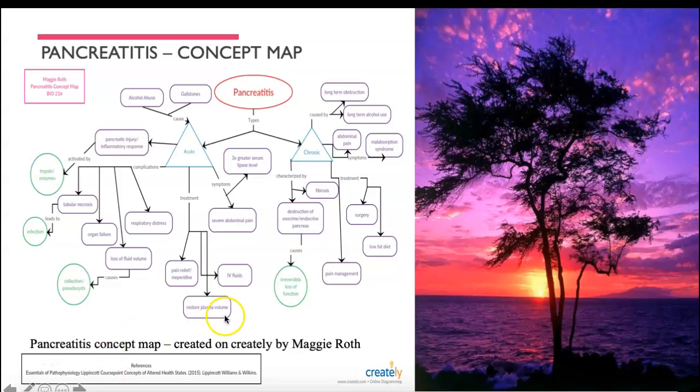So this is a concept map. I did not create this. It was created by Maggie Roth. I found it on Pinterest, but it probably summarizes what I was talking about quite succinctly. So there's two types of pancreatitis, as I mentioned, the acute and the chronic.